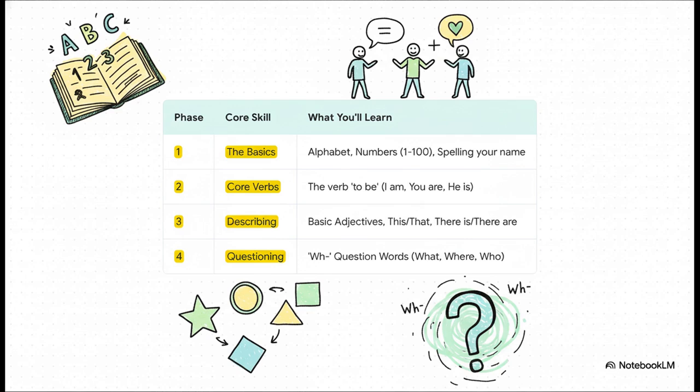In phase 3, you'll start describing things with basic adjectives, like big or small. And then in phase 4, you'll learn how to ask simple questions. Questions are key to having conversations. Learning in this order, well, that's the key to your success.